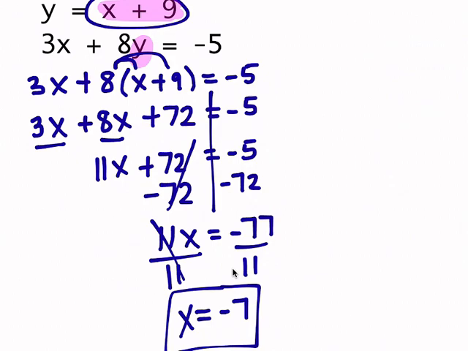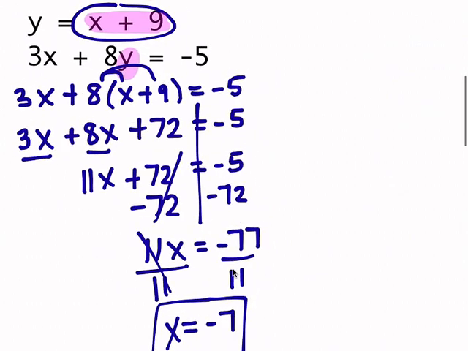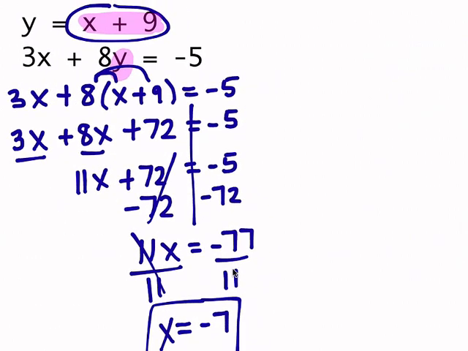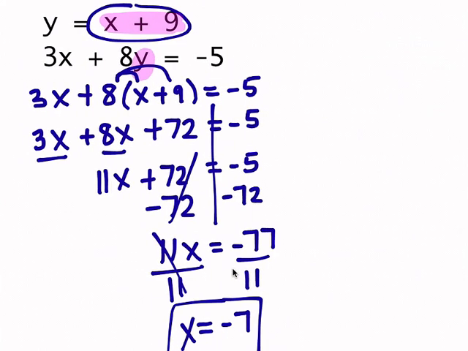So now that I know what x is, I need to go back to one of my equations, take out x, and replace it with negative 7. It really doesn't matter which equation you use, but use the one that already has the variable solved. So I'm going to use this top one. So y equals x plus 9. So y equals, well, instead of x, I'm going to replace it with negative 7.